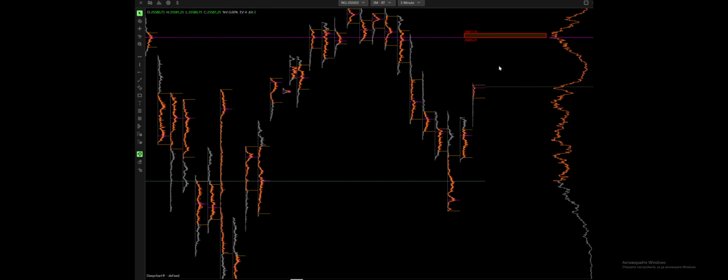In this one, we see that this is the POC of the composite. So this is the protection point. This is the level, the virgin POC, no? Is the level where the price is going to reach with the highest probability because we just rejected the value area low.